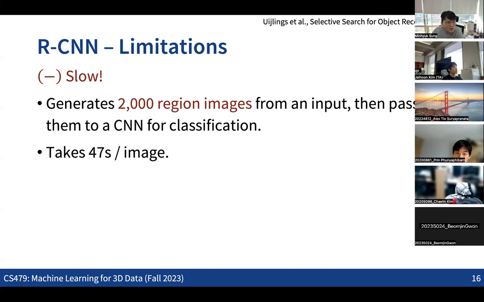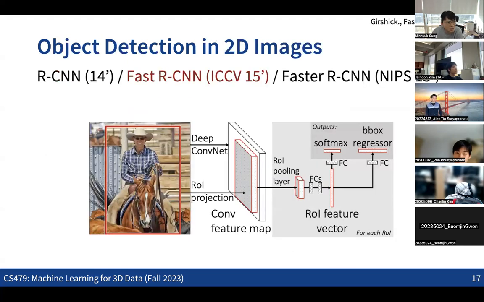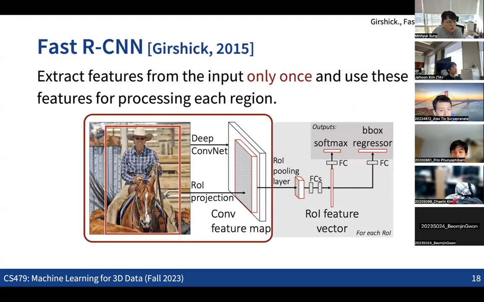So the next idea was Fast R-CNN, which basically reduces the computation time in a way that we are not feeding all the 2,000 images into the convolutional neural net. Here, the idea is that we only feed the input image into the neural network, so that we can first get the feature map for the entire image.